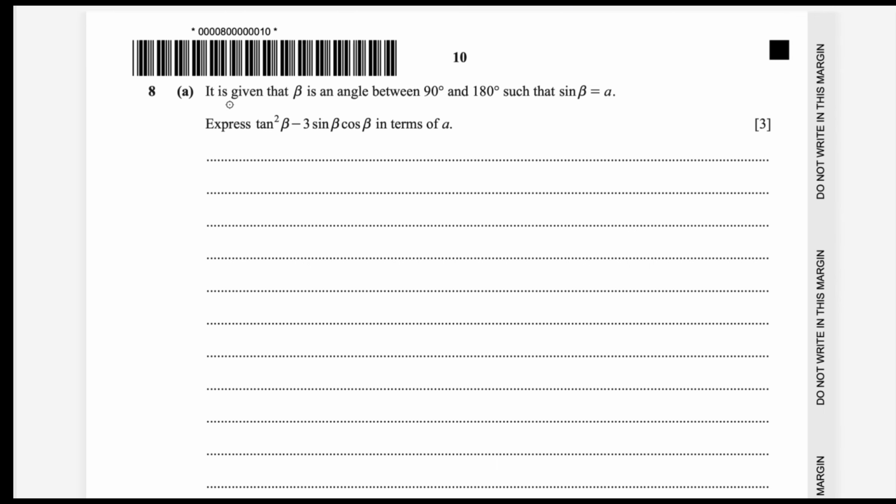First part of this question: it is given that beta is an angle between 90 degrees and 180 degrees such that sine beta equals A. Express tan²β minus 3 sine beta cosine beta in terms of A.